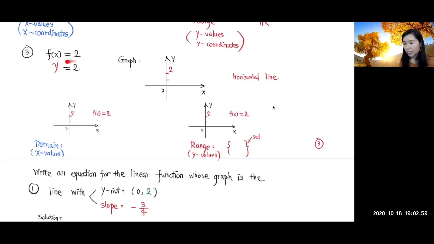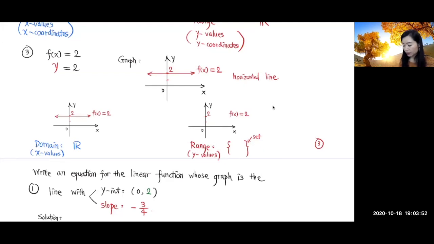Number 3, f of x equals 2, which is the same as y equals 2. The graph of this is a horizontal line passing through 2 on the y-axis. So the domain for this, well, let's project this down to the x-axis. You see every point on this x-axis gets projected. So the domain will be all real numbers. Any number on this x-axis is a possible x-coordinate of some point on this graph.